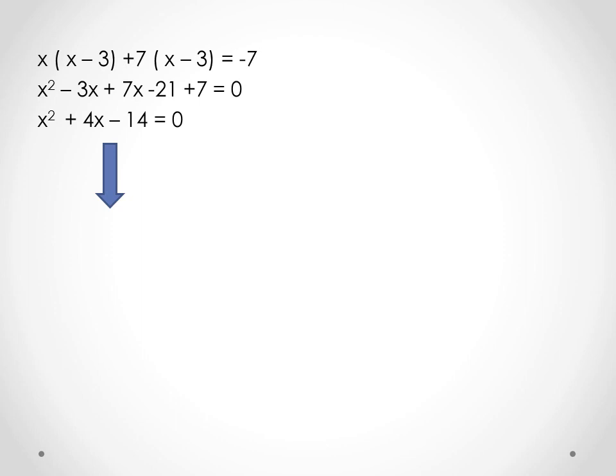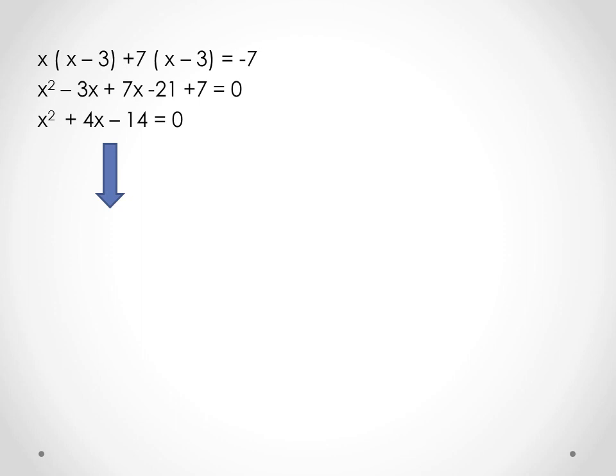I have taken minus 7 to the other side of the equation and it has become plus 7, and the equation is equal to 0. As you know, the quadratic equation must be equal to 0. There should be no digit or variable on the right side of the equation. The next step is to add and subtract the like terms.